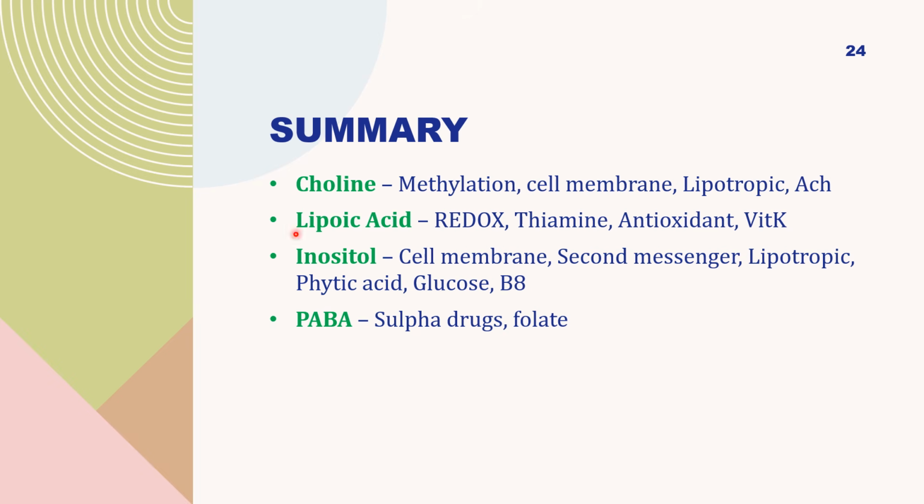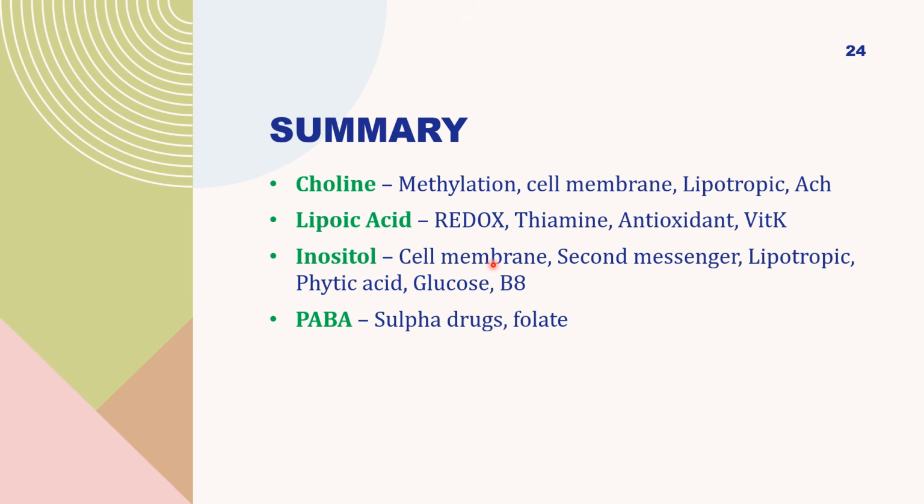So the next vitamin-like substance is lipoic acid. It is a cofactor in the oxidation reduction reactions in the body. The coenzyme function is similar to thiamine. It is an antioxidant, reduces the oxidative stress, increases the glutathione synthesis, and it provides thiol group for the vitamin K cycle. Next vitamin-like substance is inositol.